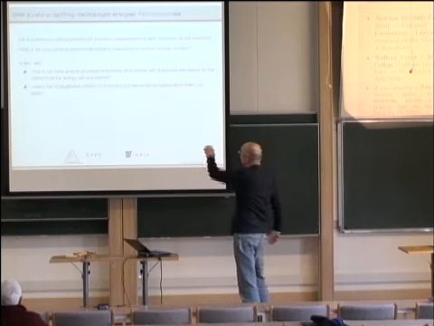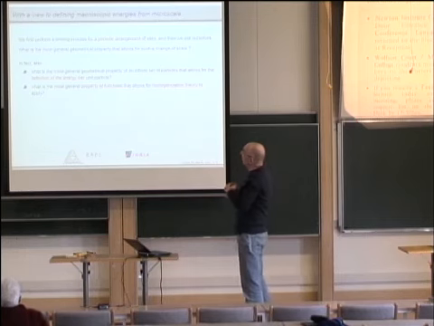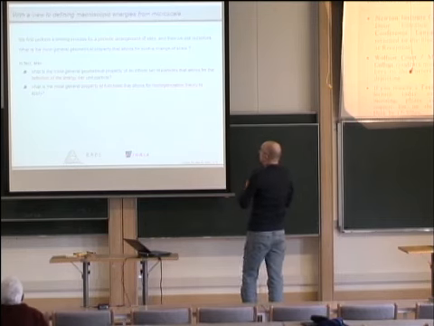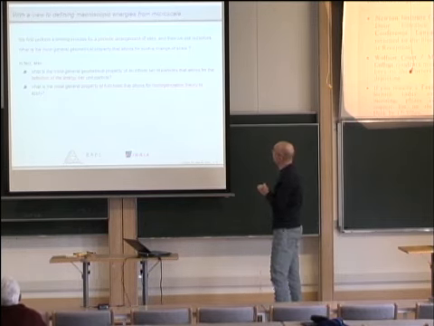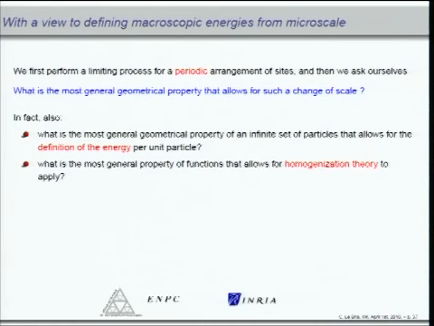So the two questions are basically something like, what is the most general geometrical property of an infinite set of particles that allows for the definition of energy per unit particle? And in fact, this is related to homogenization theory. This is the second bullet, which goes back to the first part of my talk. Just concentrate one second on the first bullet. What is the most general geometric property?